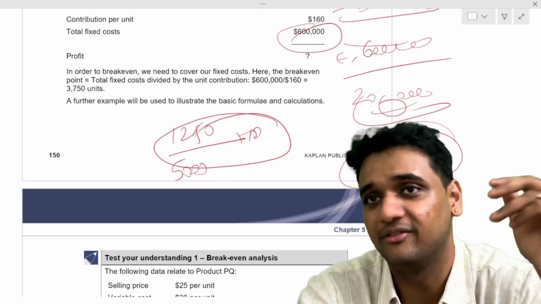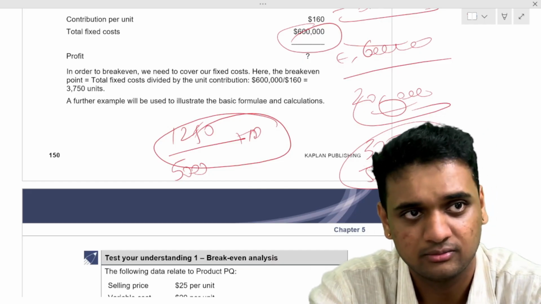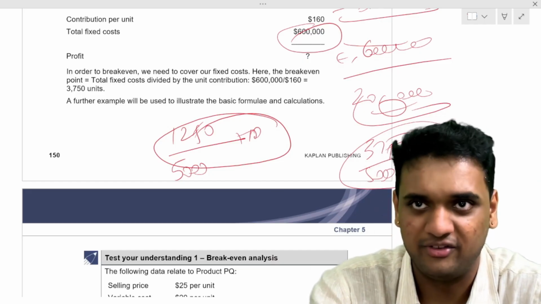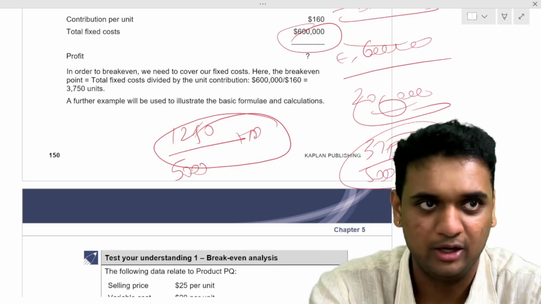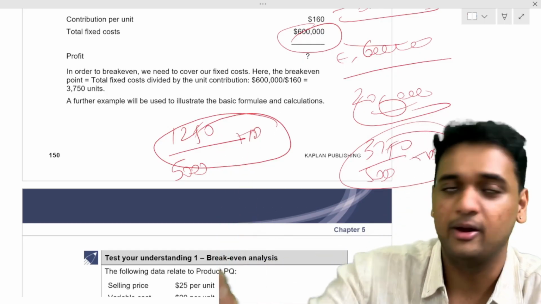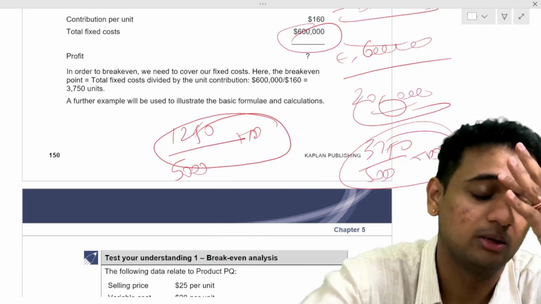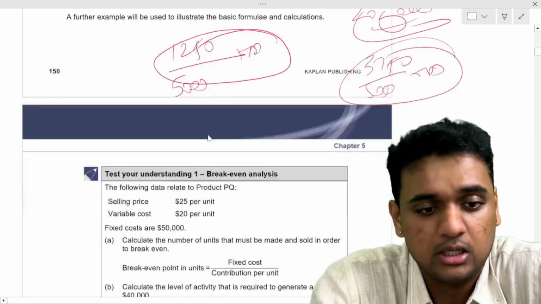How do you find margin of safety and break even point in percentage terms? Margin of safety divided by total units, into 100. Break even point divided by total units, into 100. If you do this, you will get both in percentage terms. Understood all of you?